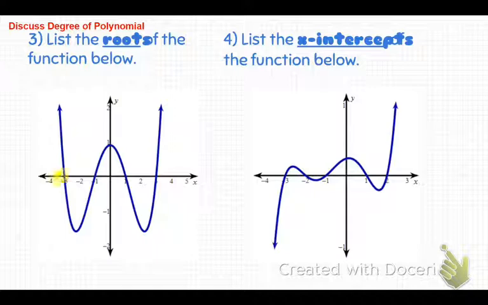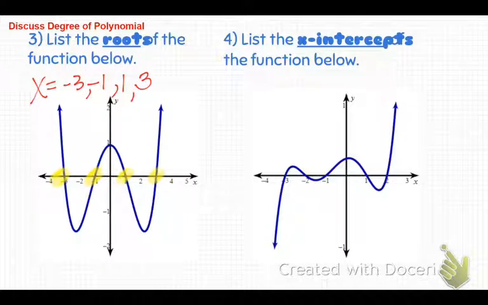I have 1, 2, 3, 4. So this is a 4th degree polynomial, okay? So if it says list the roots, how am I going to write that? What are my roots? X equals -3, -1, 1, and 3. Is that true? Are those my only roots? And then finally on number 4, it says list the x-intercepts.